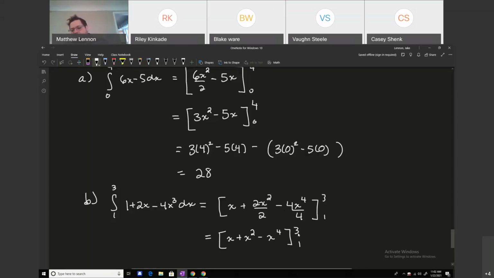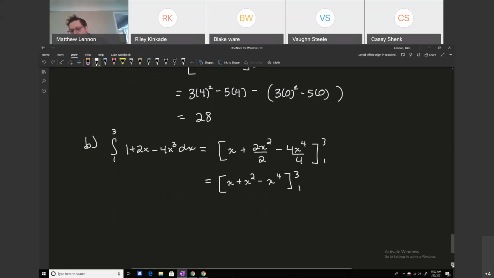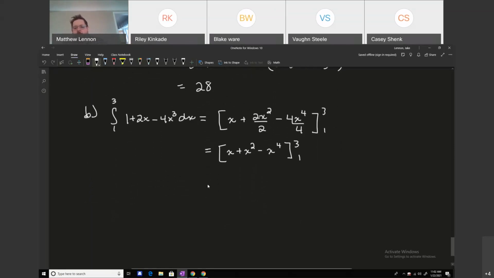So now I'm going to be plugging 3 in 3 different places, and then I'm going to be plugging 1 in 3 different places and then subtracting. So basically I've got 3 plus 3 squared minus 3 to the 4th, minus 1 plus 1 squared minus 1 to the 4th. So you can use your calculator for this part, and you would just end up with minus 69 minus 1, which is minus 70.